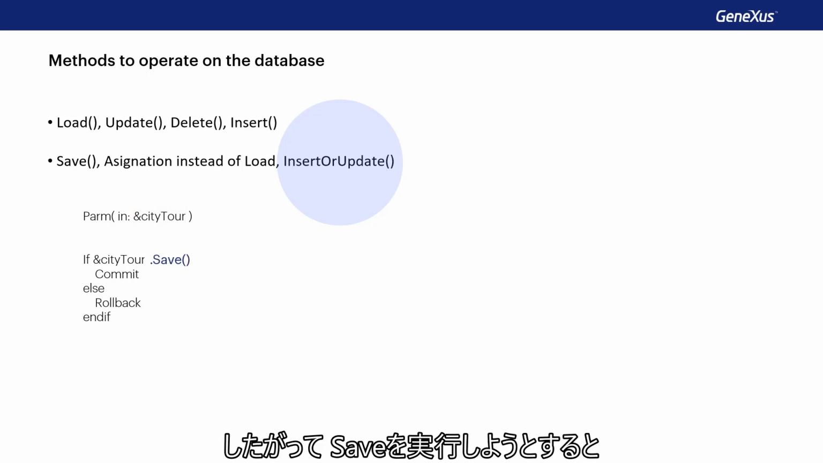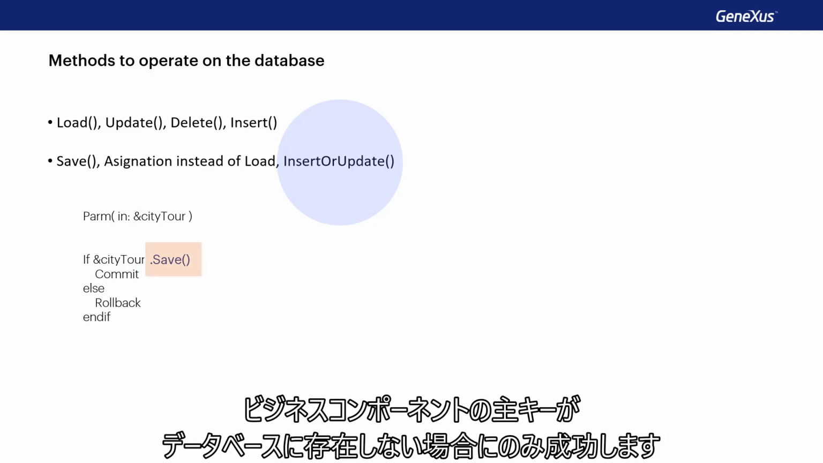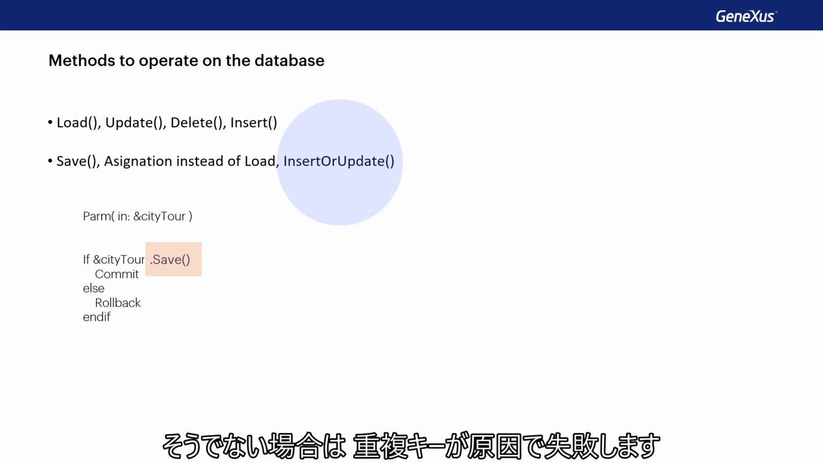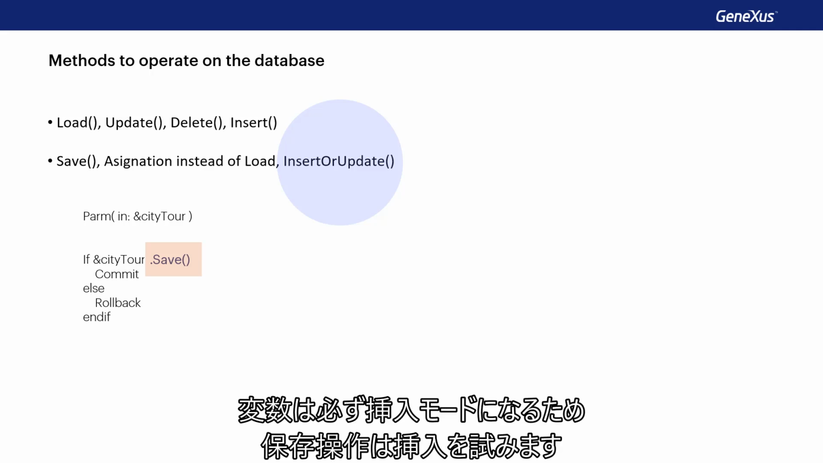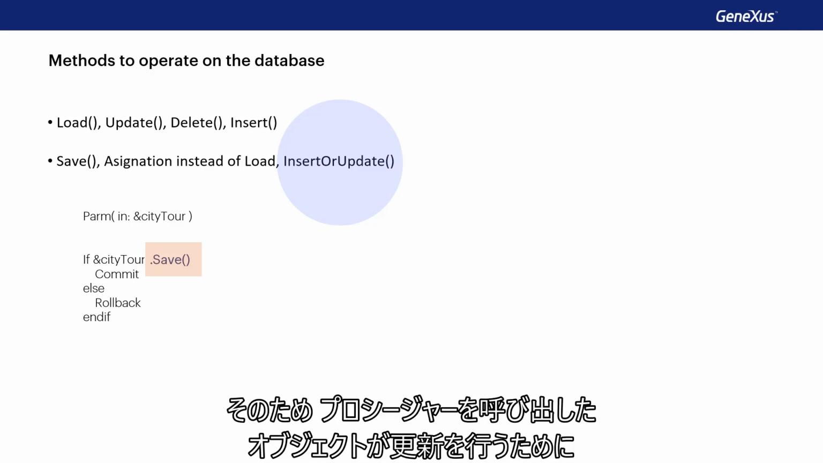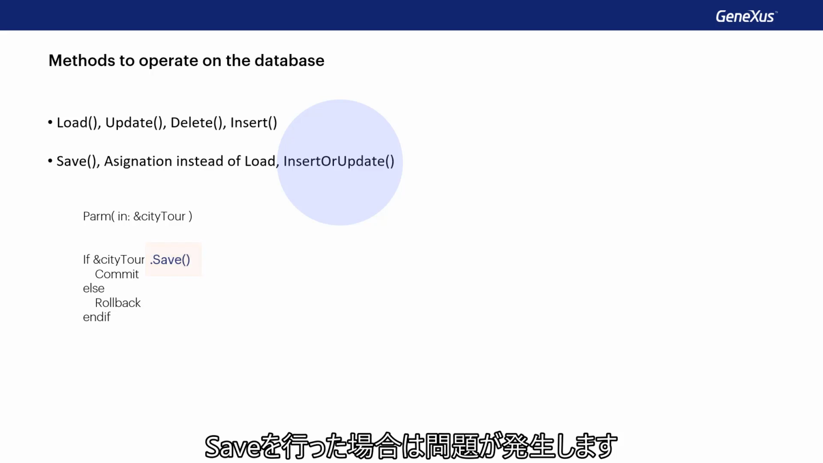So, if we try to make a save, it will only be successful if the primary key of the business component is not in the database. Otherwise, it will fail due to a duplicate key. Since the variable will necessarily be in insert mode, the save operation will try to insert. Therefore, if the object that called the procedure did so to have an update made, we're going to be in trouble.